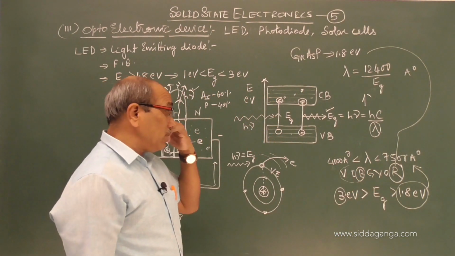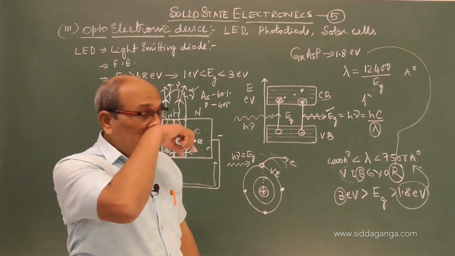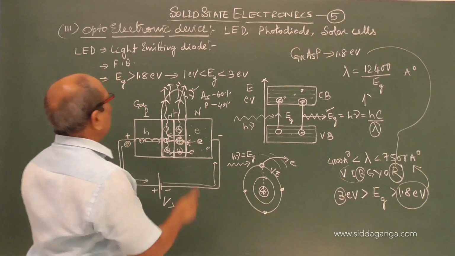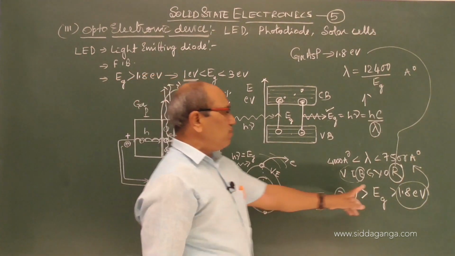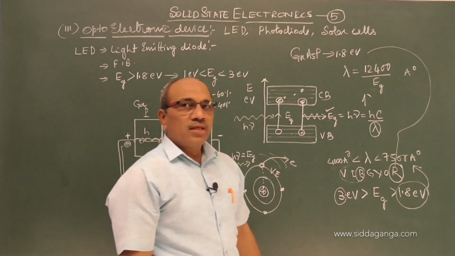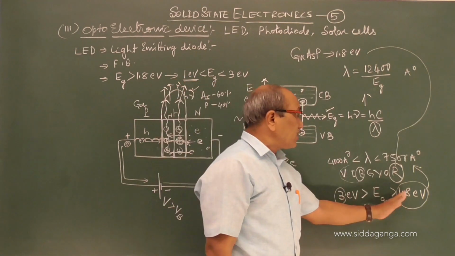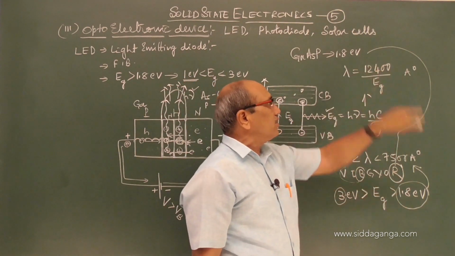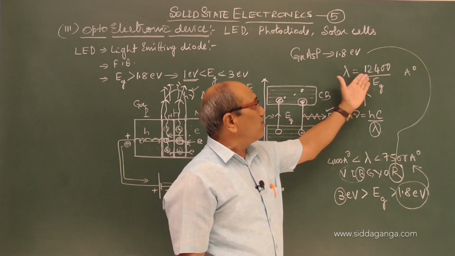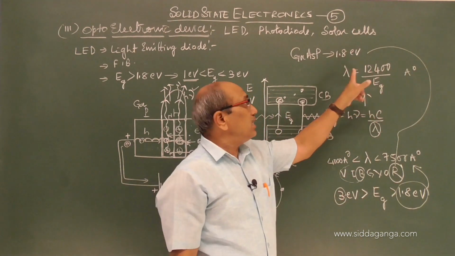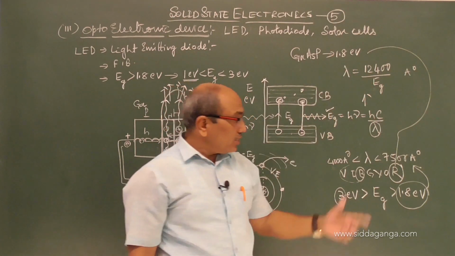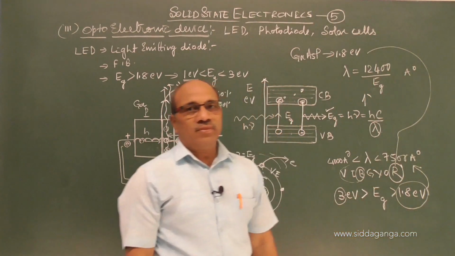Even for germanium and silicon, if you go to silicon, it is around 1.1 eV. I have given you here 1 eV up to 1.8 eV, that is infrared radiation, because as the energy decreases, the wavelength increases. If you substitute 1, it becomes 12,400 angstrom. 1 eV for silicon is infrared. Such LEDs we are using.